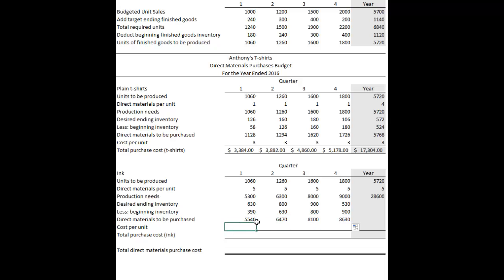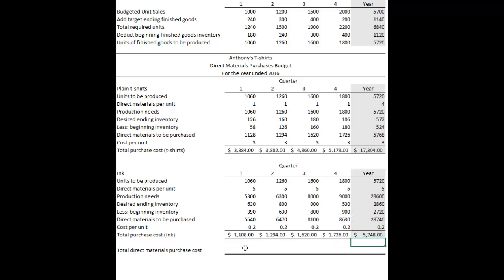Cost per unit. The ink has a 20 cents per ounce cost. I got that from above. And so the total ink purchases, the 5,540 times the 20 cents, and we're going to carry that all the way across. And I'll just fill in this annual column right here. Obviously screwed something up, because this needs to be the sum.